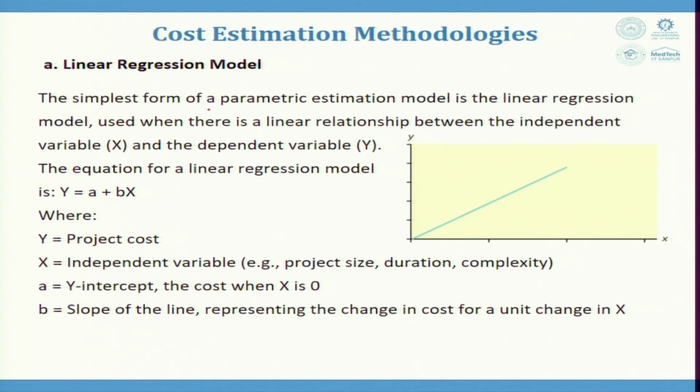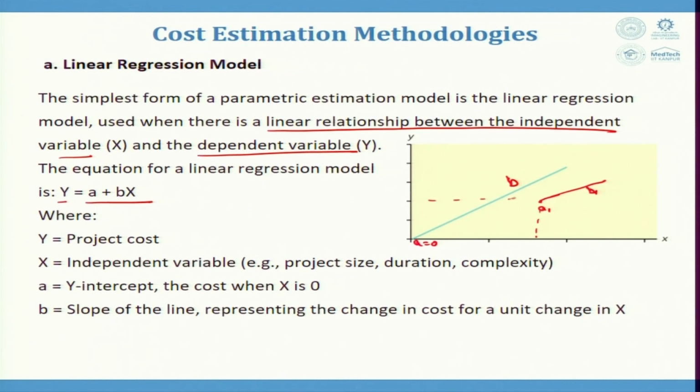It is the simplest form of parametric estimation, and it is just determining the linear relationship between the independent variable x and dependent variable y. There is a simple regression line, that is y is equal to ax plus b. Here the value of a is 0, and this is slope b. If suppose the line is here, this is my slope b1 and this is value a1, which is at a specific distance from here.